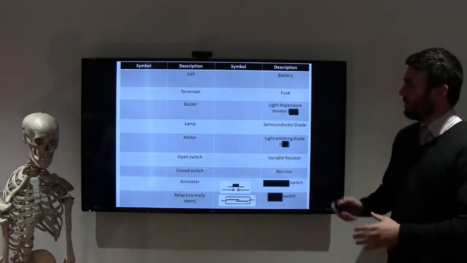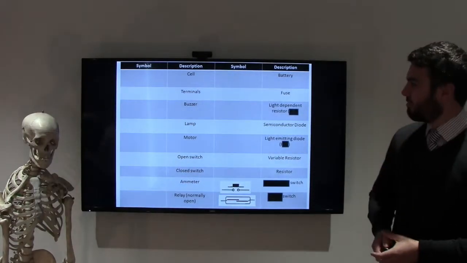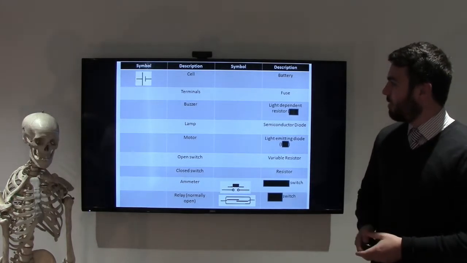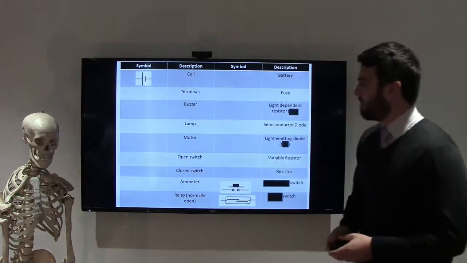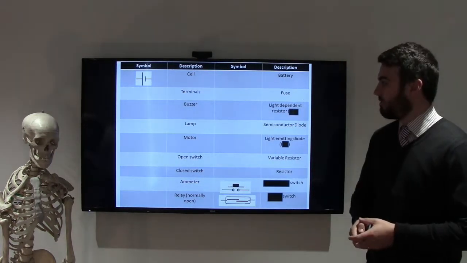Now you need to know these, you might want to stop and try and fill in this table for yourself. But let's buzz through it. Cell, big one, short one. I've added a bit more, so this one's the positive, this is the negative. Remember, current goes positive to negative.